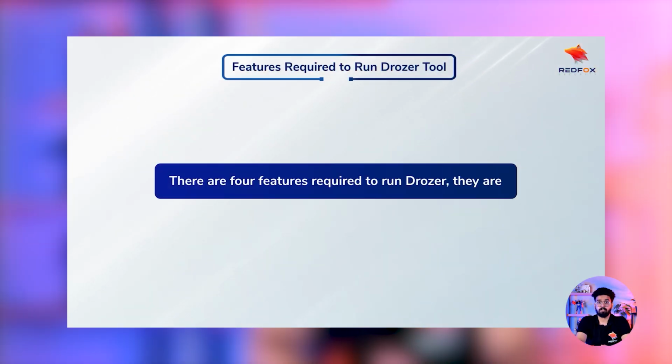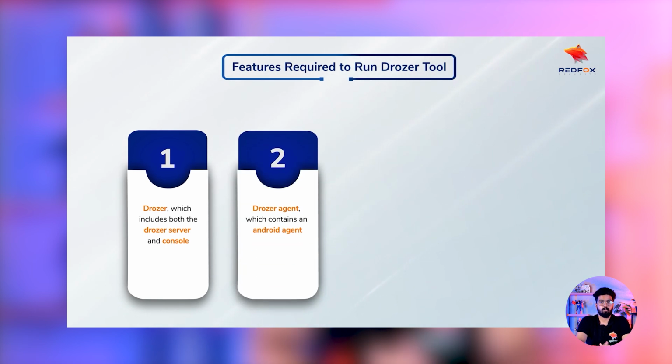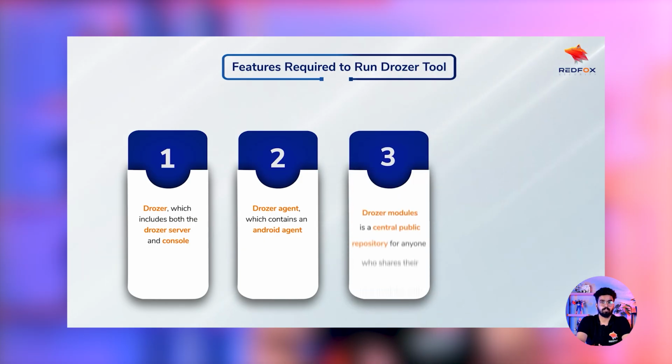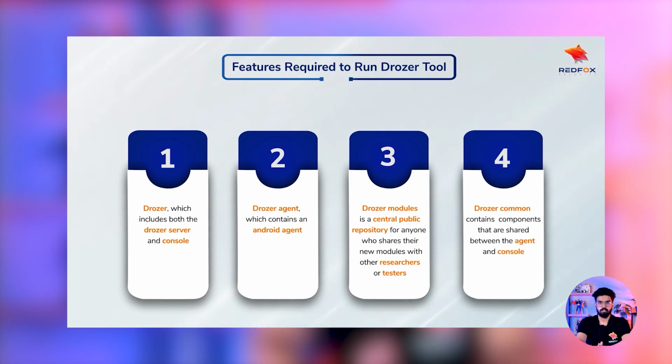Features required to run Drozer. There are 4 features required to run Drozer. They are Drozer, which includes both the Drozer server and console. Drozer agent, which contains an Android agent. Drozer modules is a central public repository for anyone who shares their new modules with other researchers or testers. Drozer common contains components that are shared between the agent and console.